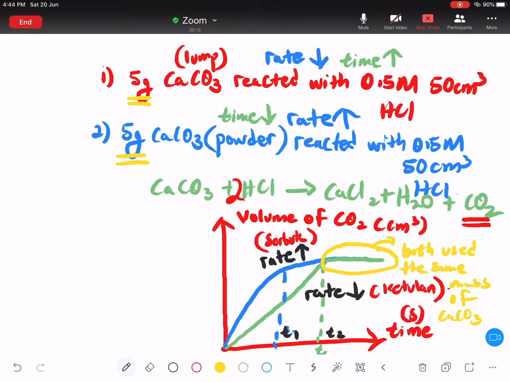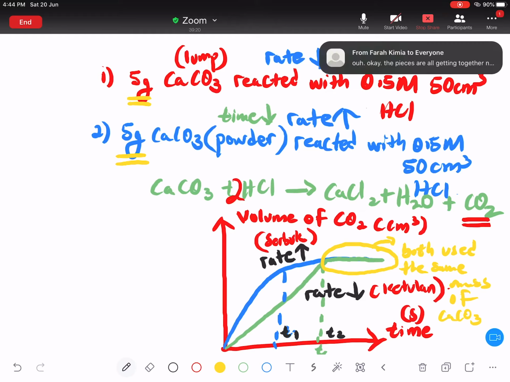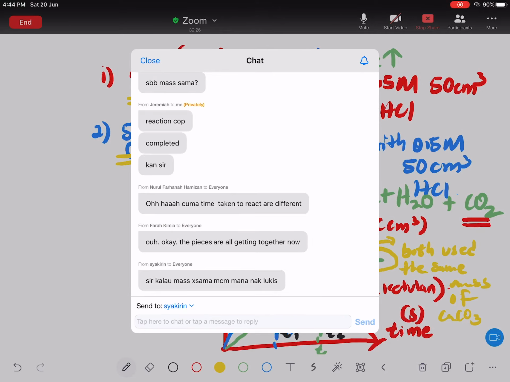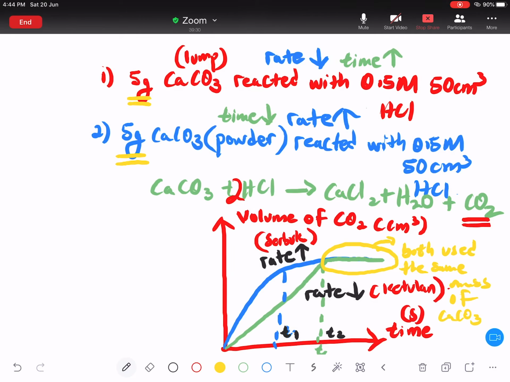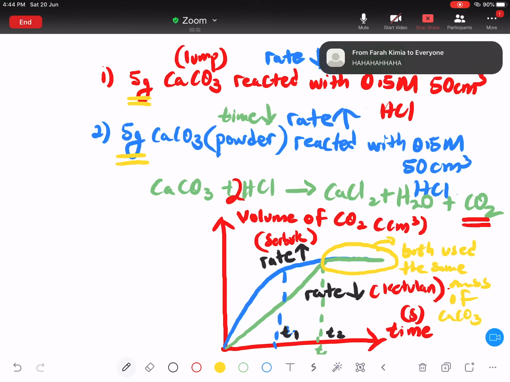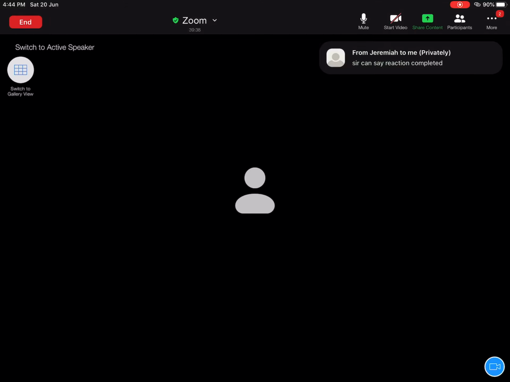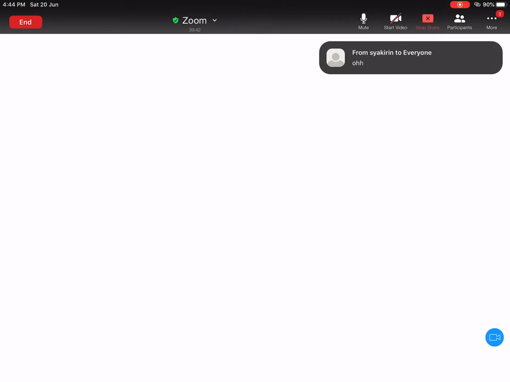Saya nak modify sikit soalan ni. Saya nak kamu lukis graph and label. Are you ready? So, kalau Syakirin, itulah soalan saya yang berikut. Okay, saya nak padam ya. Yeah, the reaction is completed.